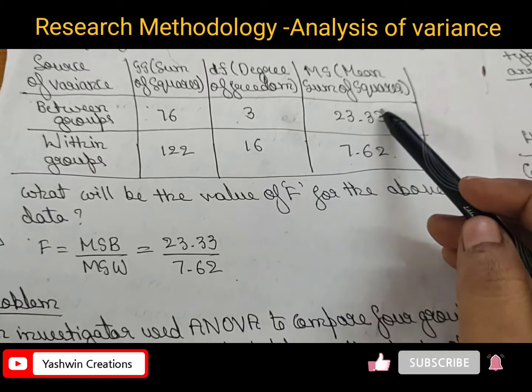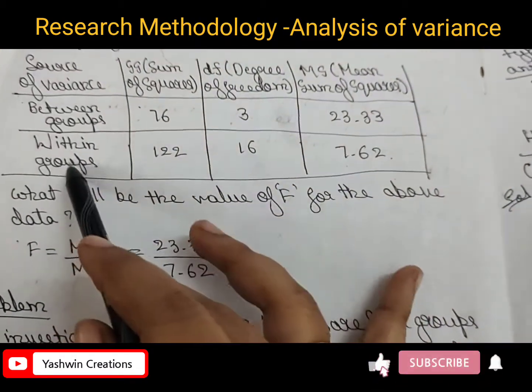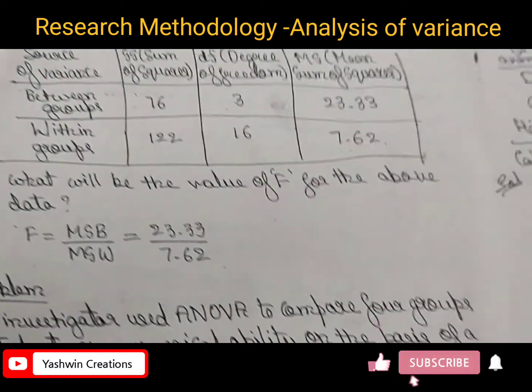We know here MSB, that is between groups, is 23.33, and MSW, that is within groups, is 7.62. That is the answer. Next problem.